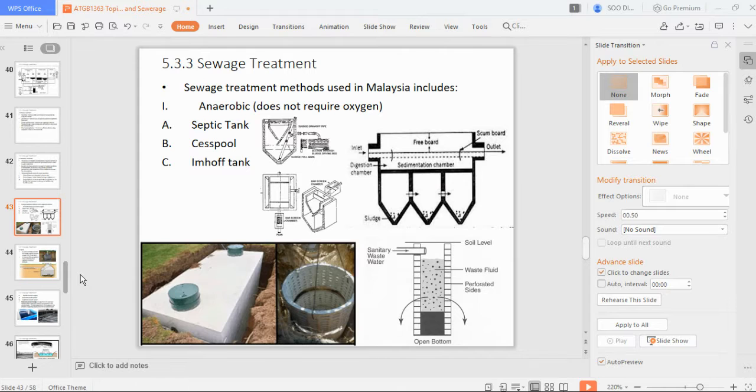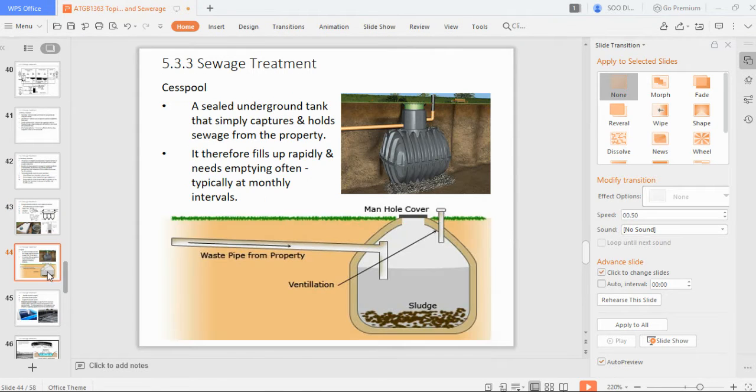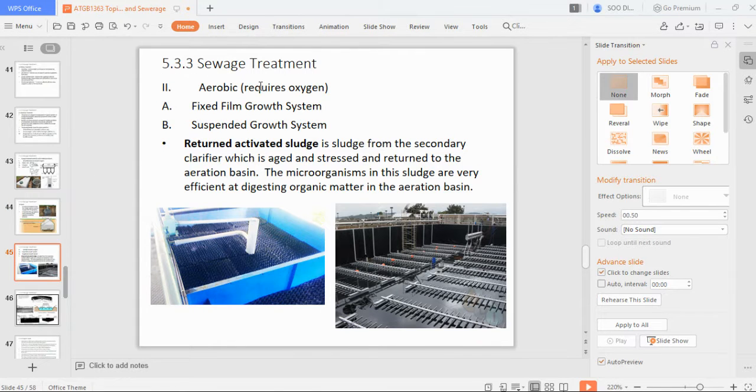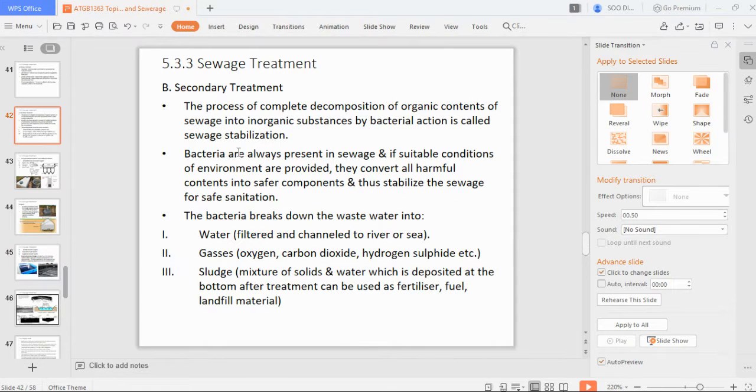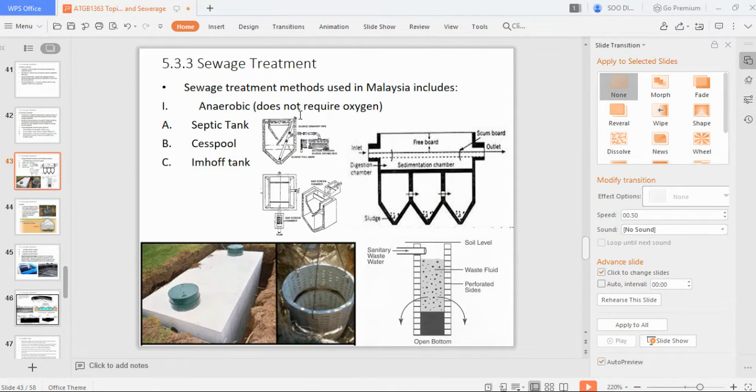Okay, so there's a variety of methods for which sort of system can be chosen to treat the sewerage. The first is the anaerobic, which does not use oxygen. And then the second is the aerobic, which uses oxygen to treat the wastewater.